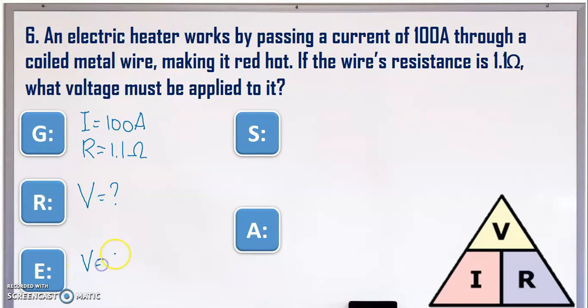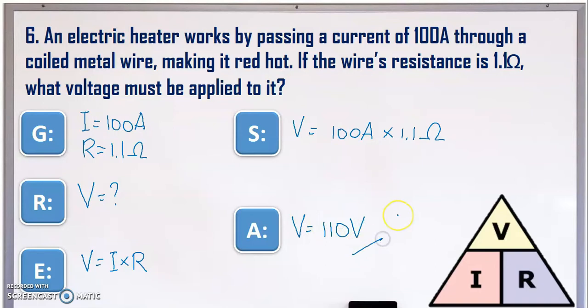And the equation for the voltage is V = I × R. For the solution part, we just have to multiply the values of the current and the resistance, and that is 100 amperes multiplied by 1.1 ohms. Multiplying these two, we'll get the value of the voltage, which is 110 volts.